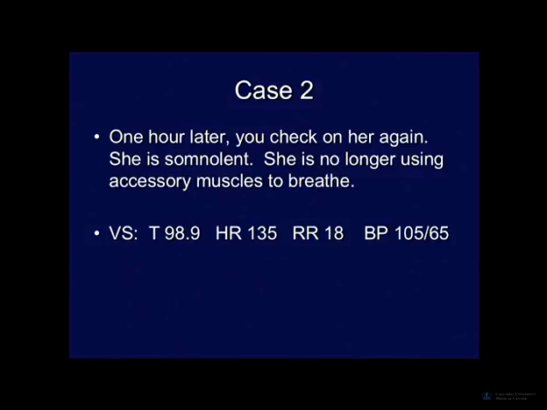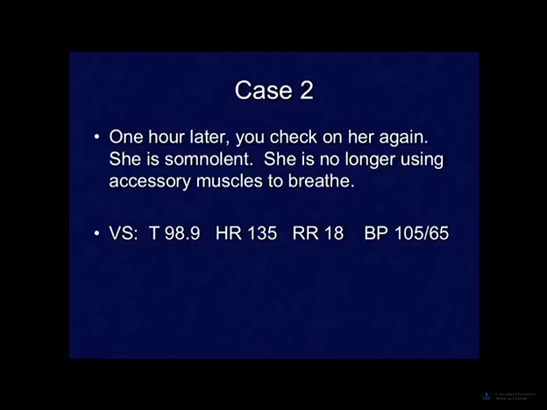However, an hour later, you check on her again. Key here is that she's somnolent. She's no longer using accessory muscles, so she's not working so hard to breathe, but she's also not as awake and alert as she was before. Still afebrile, still tachycardic. Her respiratory rate is normalizing, and her blood pressure is still okay. So are you concerned? How many people think she's getting better? Good, okay. So a lack of hands was good. Her respiratory rate is normalizing, but she's becoming sleepier.